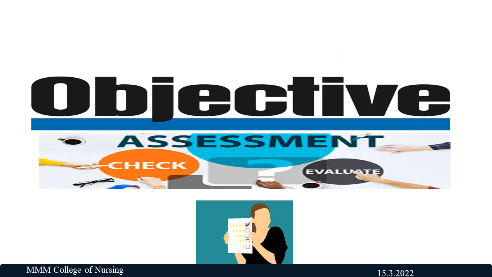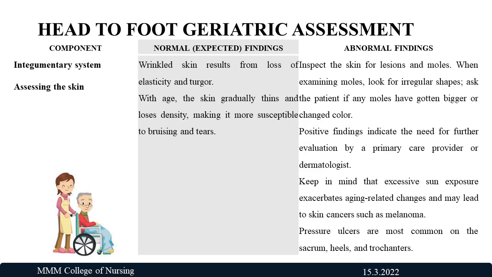Now we'll see the assessment. Here we'll see the head to foot geriatric assessment. The components: integumentary system, assessing the skin. Here are the normal findings: wrinkled skin results from loss of elasticity and turgor. With age the skin gradually thins and loses density, making it more susceptible to bruising and tears. Here we'll see the abnormal findings.